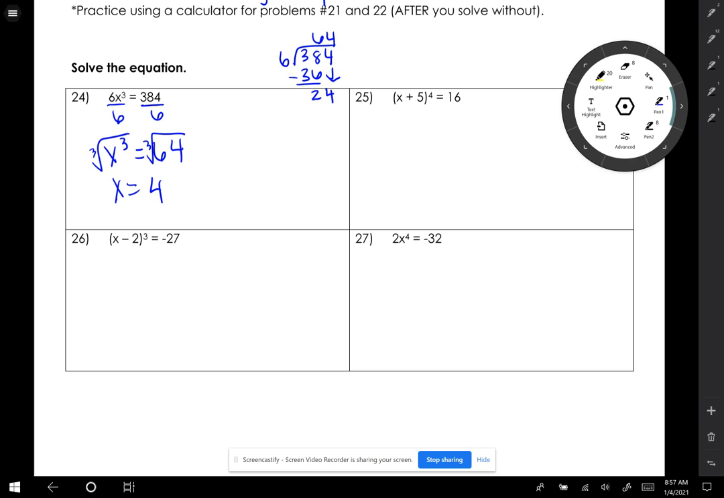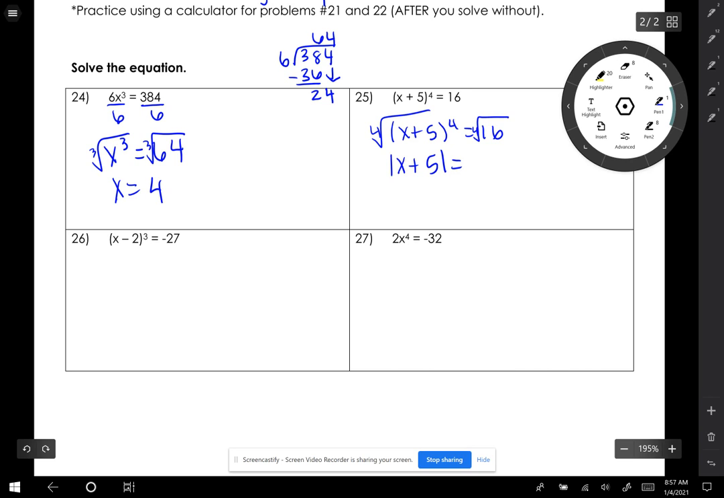For 25, we have x plus 5 to the 4th power equals 16. So for the 4th power, that's what we want to get rid of first. I'm going to take the 4th root of both sides. Now this is an even root. Since it's an even root, it's just like when you take the square root of both sides of a problem. This is the absolute value of x plus 5 equals 2.